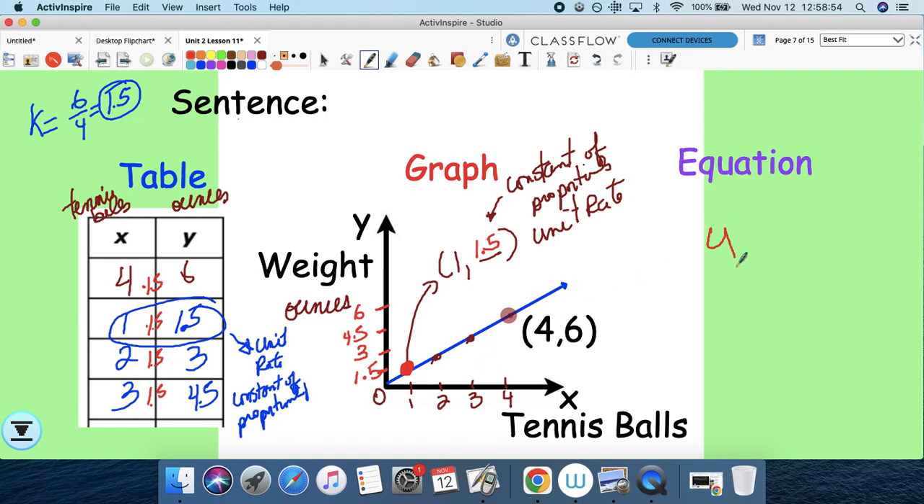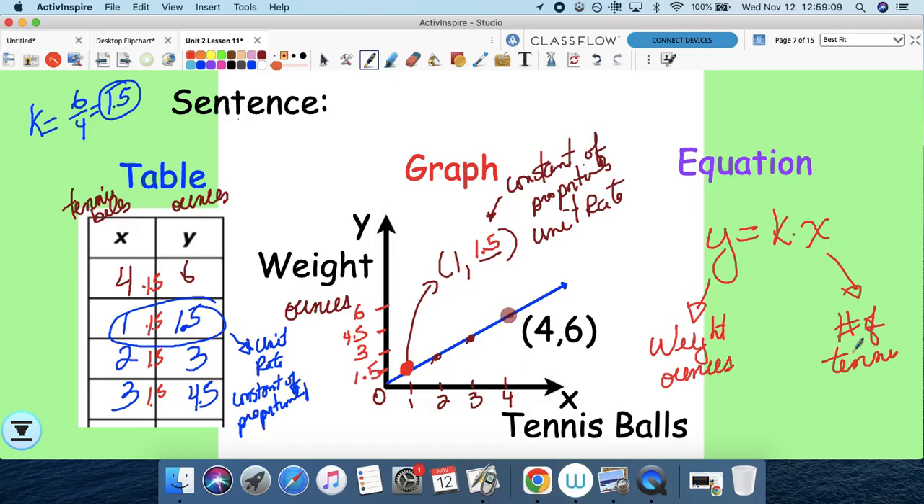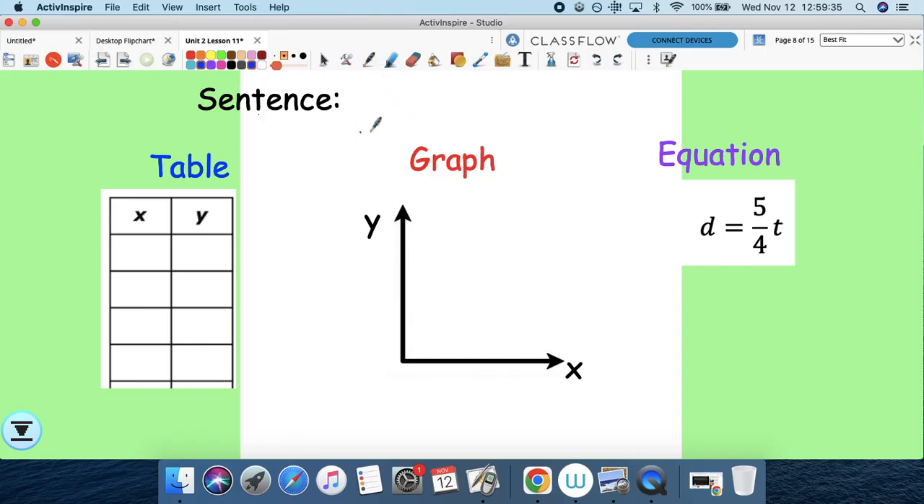What's my equation? And again, y equals k times x, where y represents the total weight in ounces, x is going to represent the number of tennis balls. And k, our constant of proportionality, represents the weight per 1 tennis ball. That's our unit weight. And we know what k is. k is 1.5. So our equation is y equals 1.5x. Yeah? Next one. Okay, so now we have the equation, and we need to fill in the other one.